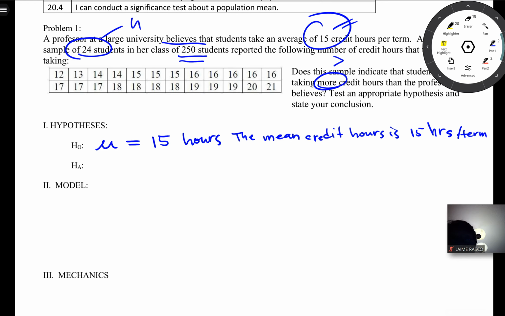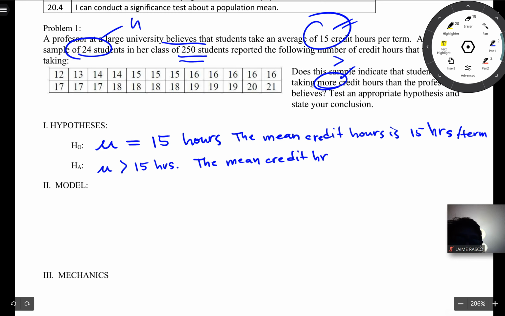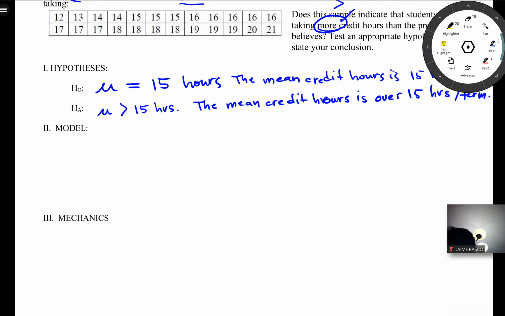Okay, and then the alternative would be, it says right here, it's more, so the mean is greater than 15 hours, and then we write the statement, the mean credit hours is over or greater than 15 hours per term. Okay, there you go. So that's our hypothesis.